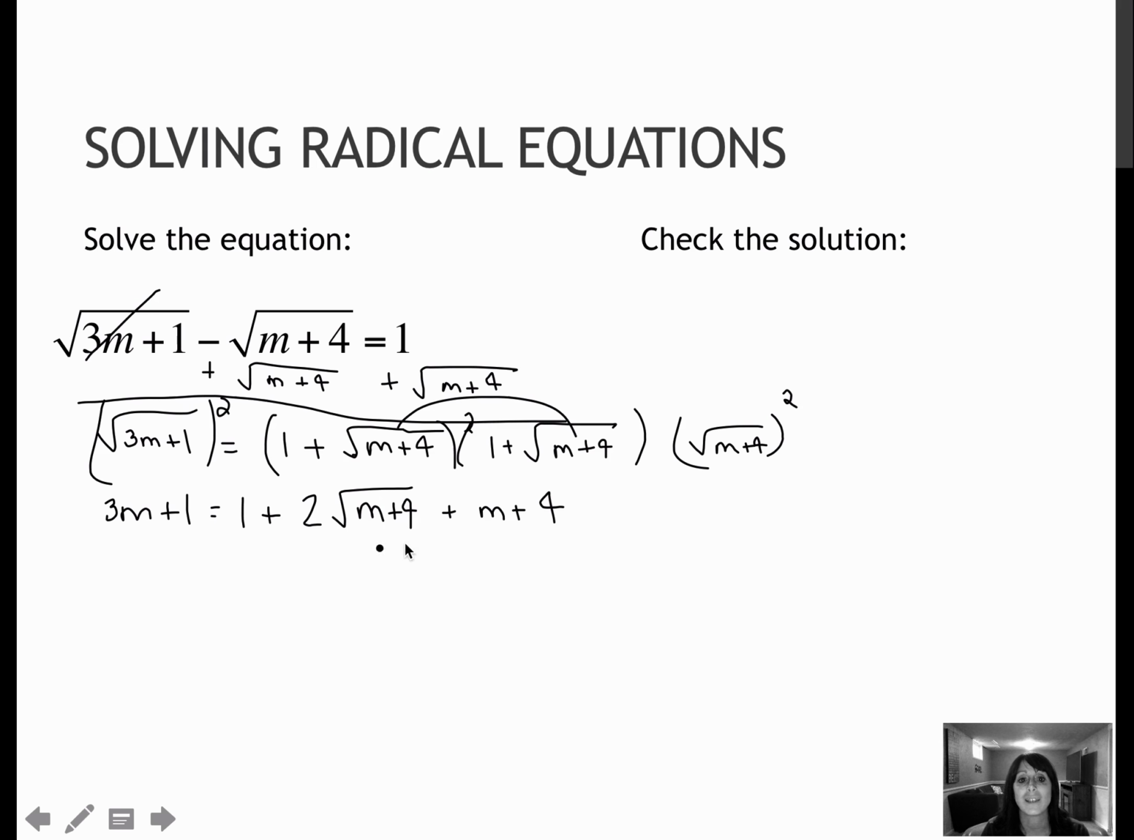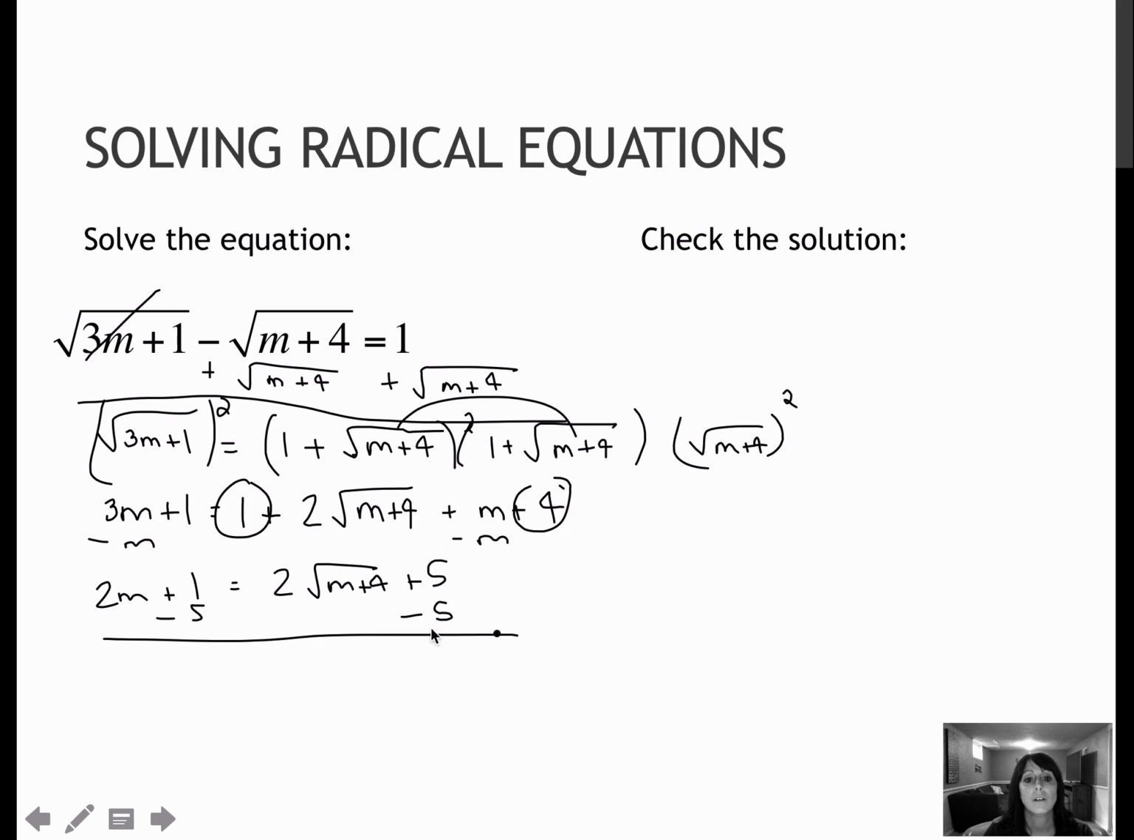So now let's try to get this one by itself. So let's keep it on the right side. Let's get rid of this m by subtracting m. And that gives me 2m plus 1 equals, and on this side I'm going to combine that 4 and that 1 to 5. So it's 2 radical m plus 4 plus 5. Let's get rid of that 5. So that leaves me with 2m minus 4 equals 2 times the square root of m plus 4.